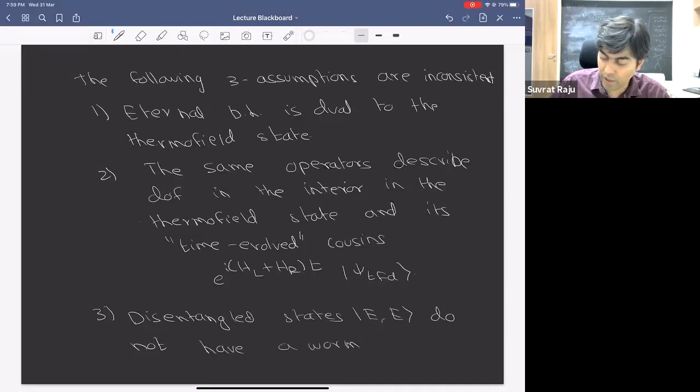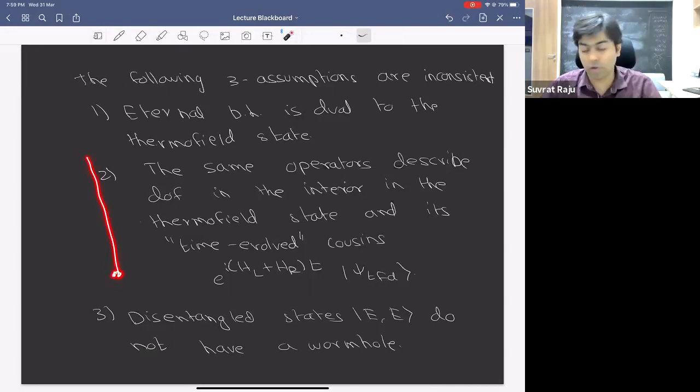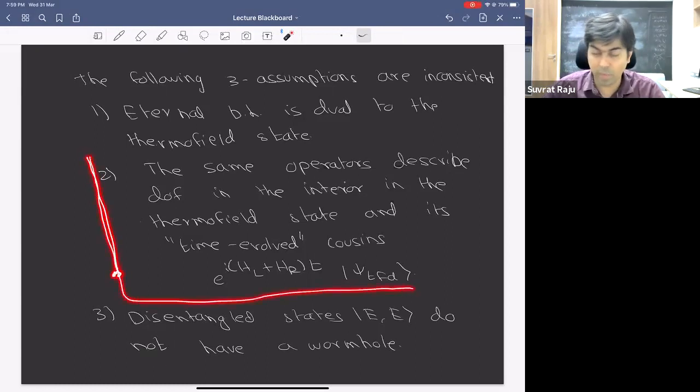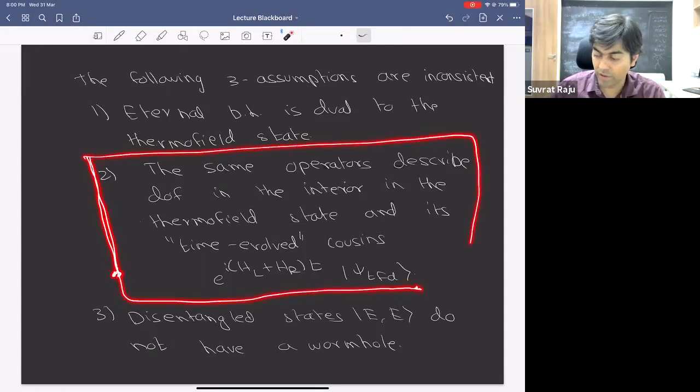So it looks like all of these are very reasonable assumptions. This is the assumption of state independence, except now we are not even talking about all microstates in the Hilbert space. We're talking about a very special class of microstates, some one parameter family of microstates in the Hilbert space, and we are only asking that we have some operators that are state independent, in that the same operators describe the degrees of freedom in this one parameter family of microstates.